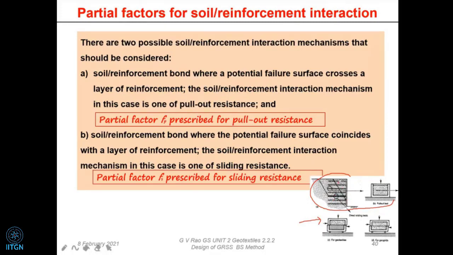That means one is movement away from this trial wedge. That means only this particular portion, we'll highlight it again when we go to the actual calculations. So it's being pulled out, and that pull-out is being tested in the laboratory. And the other way is that the entire thing is sliding, so sliding at the base. So we have two factors. One is the partial material factor, you can say soil material factor, for pull-out. Another one is also for sliding resistance.